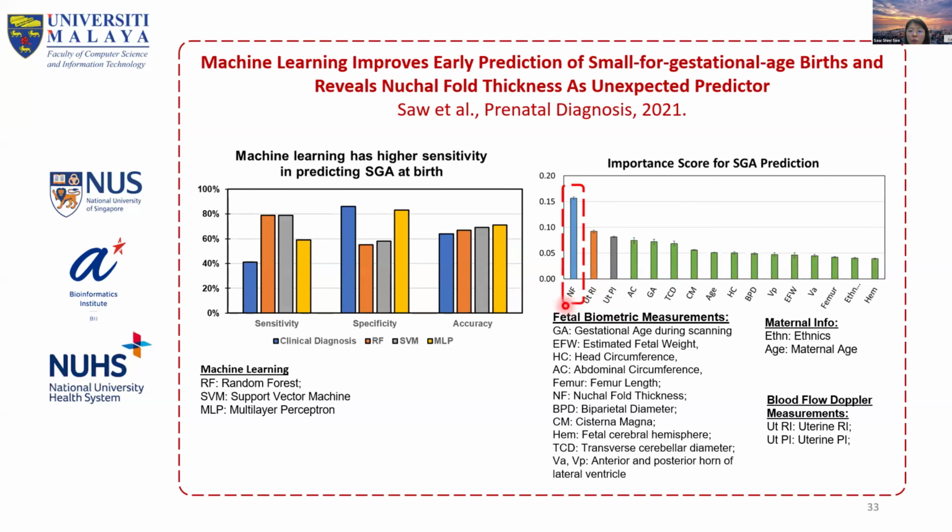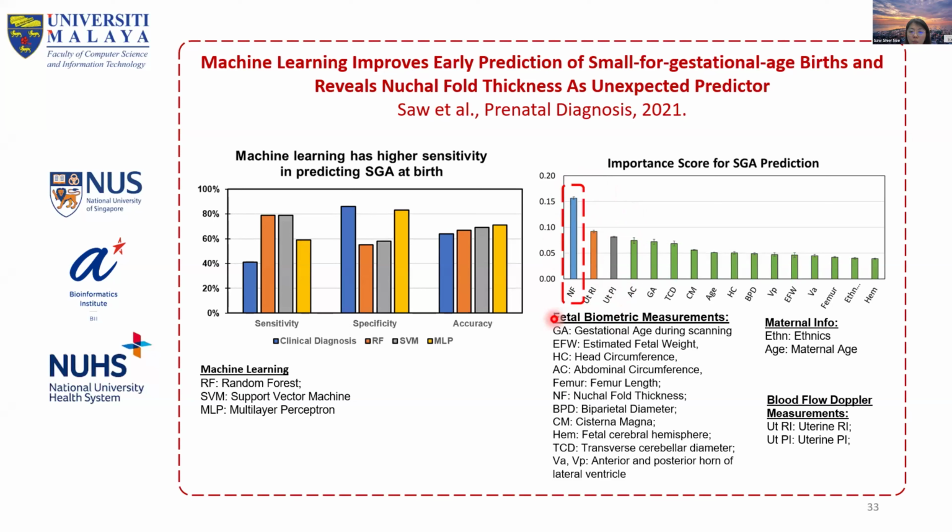As you can see here, nuchal fold has the highest importance score. This is quite surprising to us because nuchal fold is not related to SGA at all. Nuchal fold is scanned for the purpose of screening for Down syndrome. There is very little evidence to relate nuchal fold and SGA, while uterine RI, resistance index, and uterine pulsatility index, which measure blood flow, are the ones that are important. But from here, we notice that it's not that these two features are important, but nuchal fold is more important in our SGA prediction in our study.